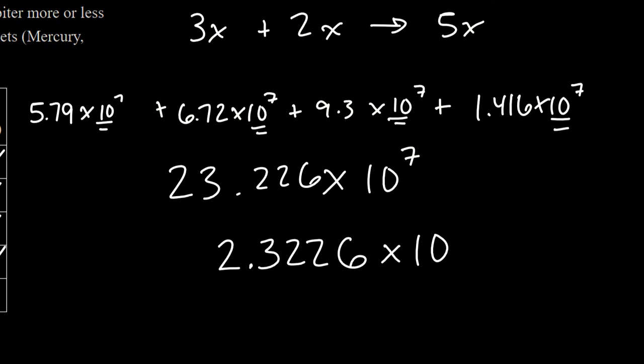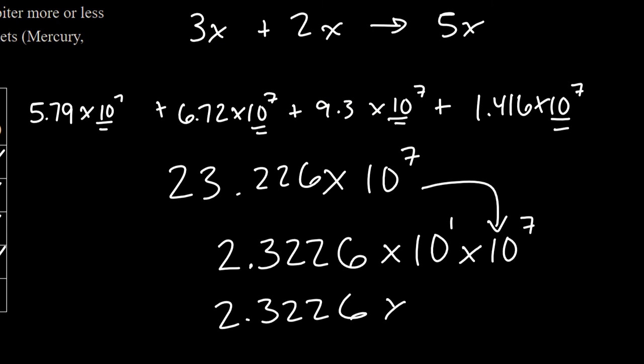They're both equal to 23.226. Now I've got times 10 to the 7th here, right? I'll just bring that over. So now I'm just going to combine those factors of 10, right? I've got a single factor of 10 and 7 more factors of 10. So this number is 2.3226 times 10 to the 8th power. Well, so now I can look at that.